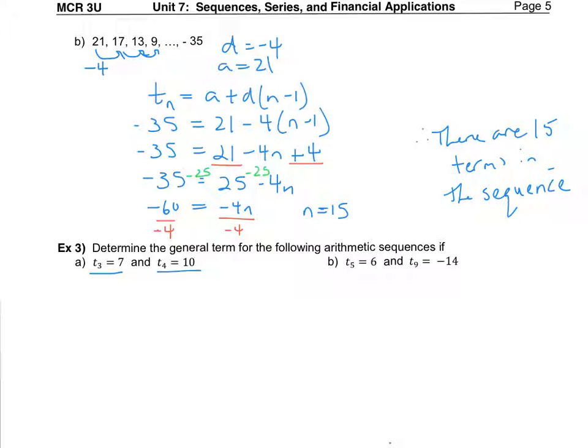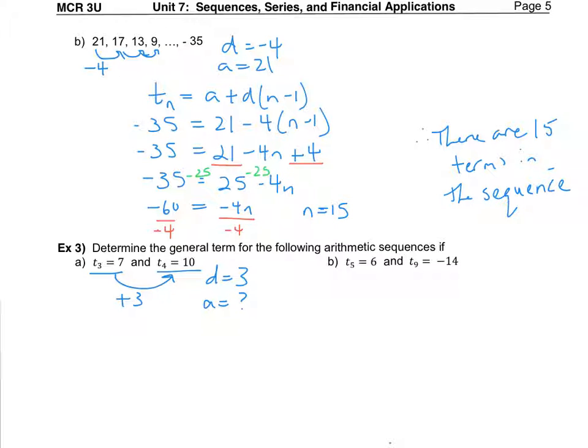Okay, the first one's not too bad because I've given you 2 terms that are side by side here. So I know that term 3 has a value of 7 and term 4 has a value of 10. That means to go from term 3 up to term 4, we're adding 3. So our D equals 3. We don't know our A. A is unknown. So we've got to work towards that.